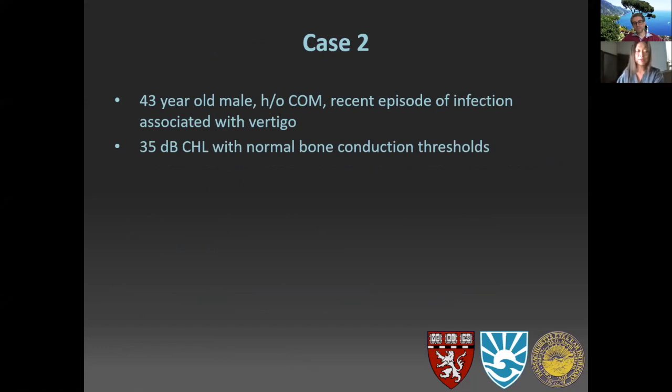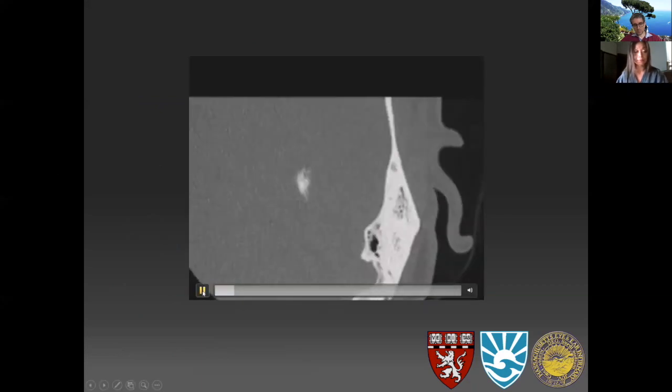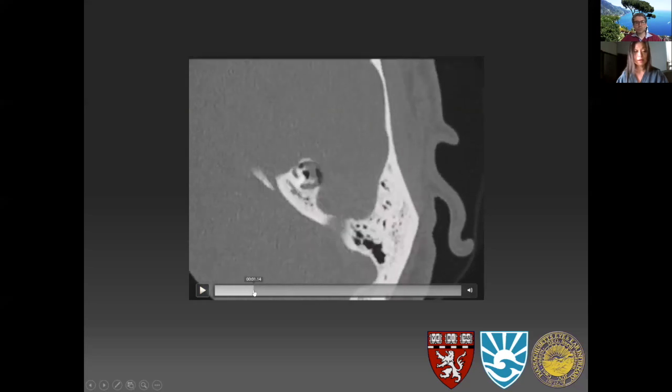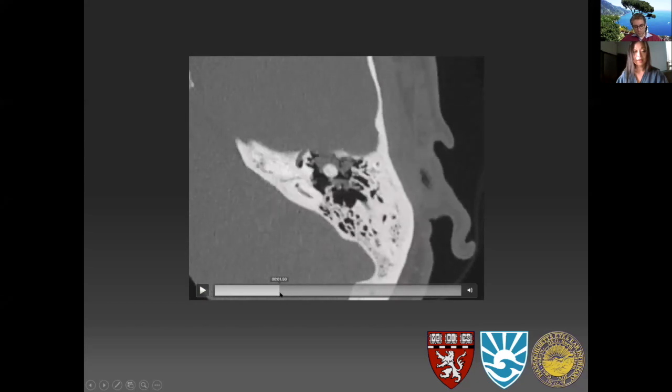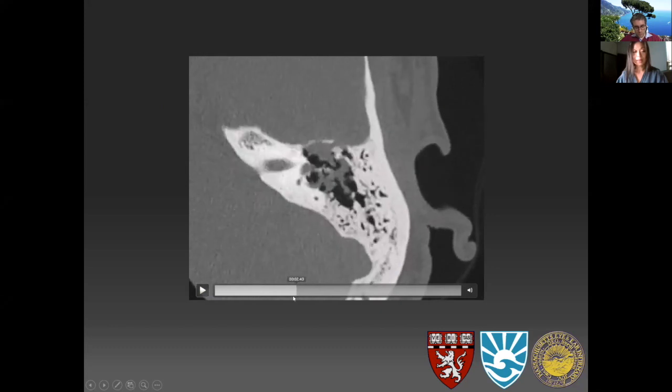A 43-year-old male, history of chronic otitis media, with a recent episode of infection associated with vertigo. There was a conductive hearing loss, but with normal bone conduction thresholds. Okay, so this is a video clip. Scrolling through here, you can see there are some problems already. The bone is not quite intact. There are areas that are a little bit chewed away, but the bone is kind of sclerotic also. So maybe this is chronic.